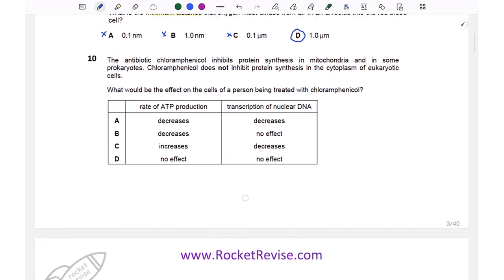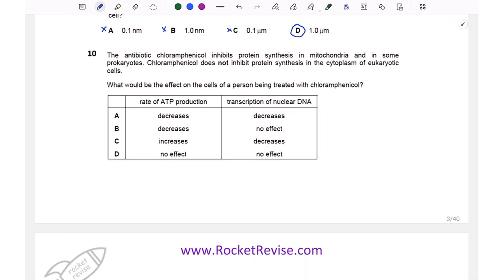Next question, question number 10. The antibiotic chloramphenicol inhibits protein synthesis in mitochondria and in some prokaryotes. Chloramphenicol does not inhibit protein synthesis in the cytoplasm of eukaryotic cells. It does inhibit protein synthesis in mitochondria and some prokaryotes, but not protein synthesis in the cytoplasm of eukaryotic cells.